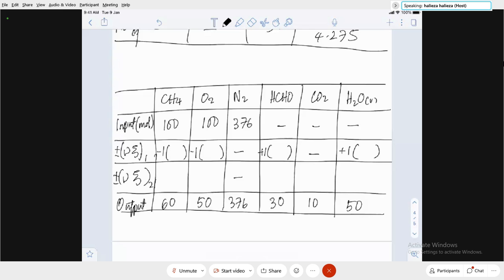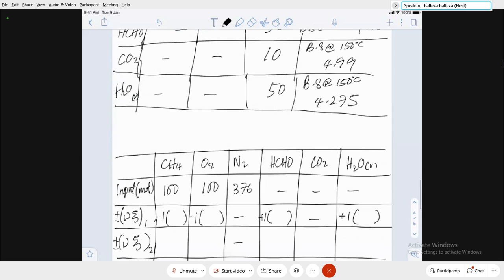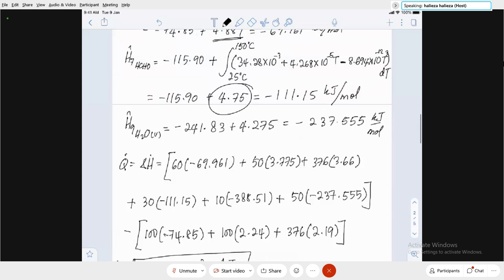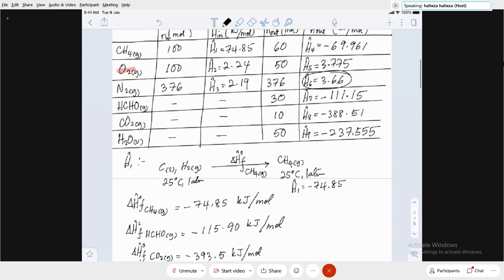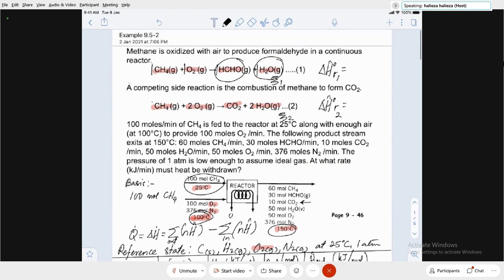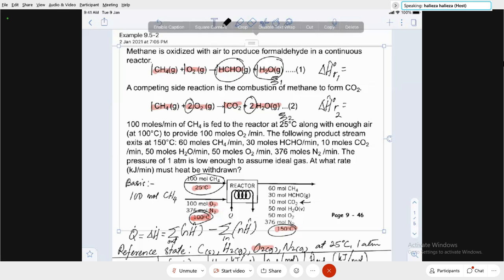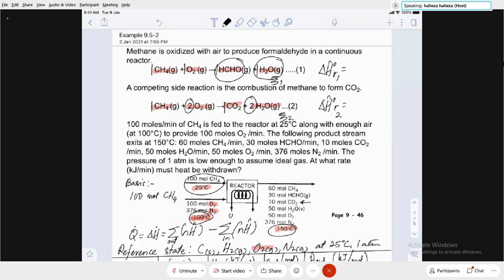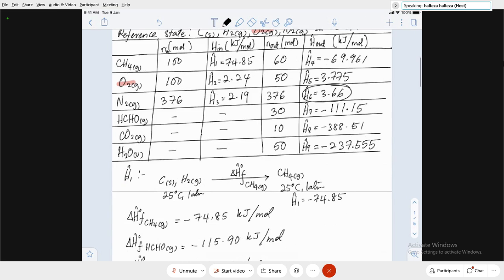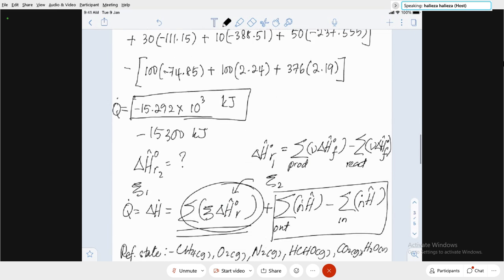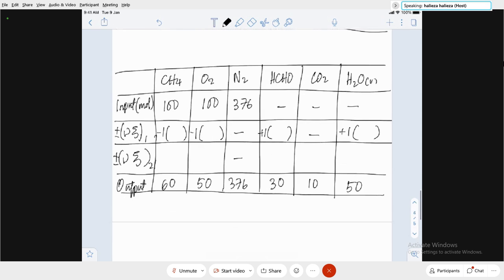For the second reaction, let's look at the second reaction. Am I going too fast? Second reaction, that's 1, that's 2, that's 1, that's 2. There's no carbon dioxide in the first reaction, but there is carbon dioxide in the second reaction. So methane is -1, oxygen is -2. There's no nitrogen involved in both reactions.